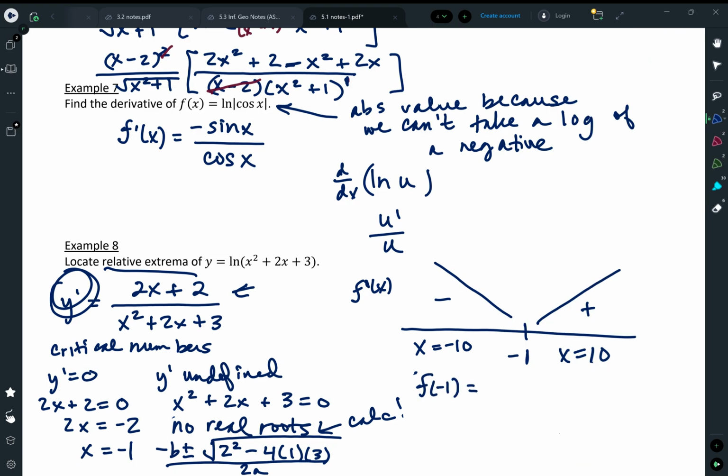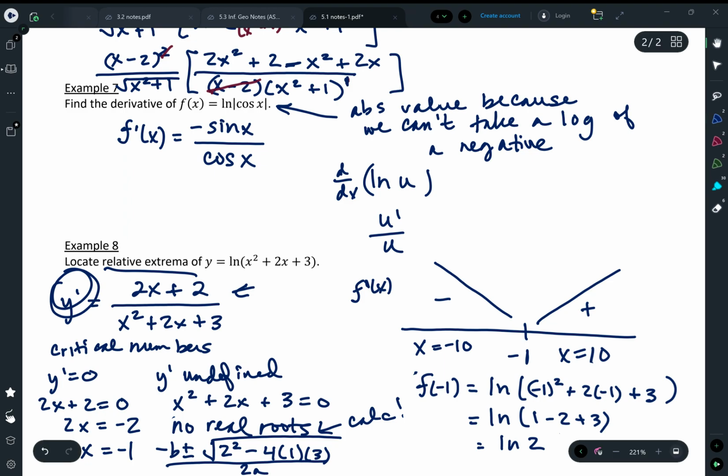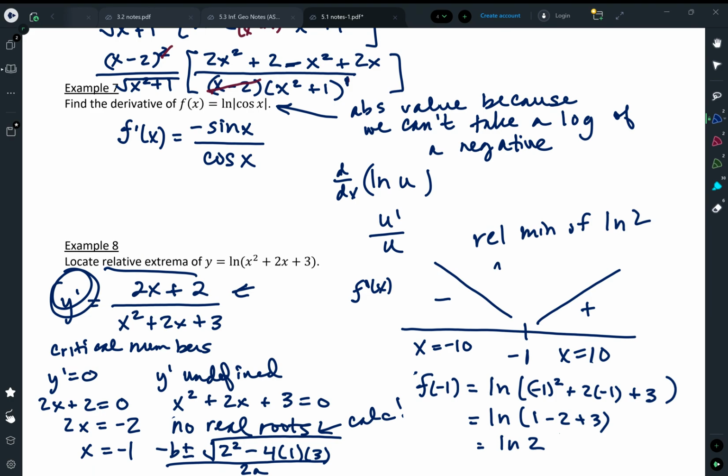So that's going to be, let's see, natural log of -1 squared plus 2 times -1 plus 3. So natural log of 1 minus 2 plus 3, which is the natural log of 2. I could figure that out, but remember in math we don't really care. We like numbers like this. So we have a relative minimum of natural log 2 at x equals -1. So our minimum is that natural log 2.